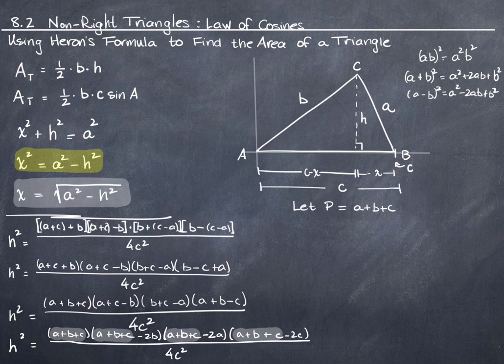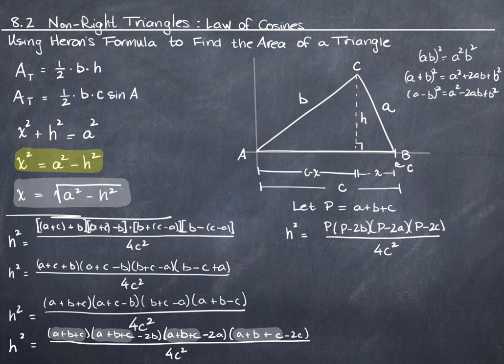Why p? Well, check this out. a plus b plus c is the perimeter of my triangle. So each one of these, a plus b plus c, is a perimeter. That means I can write my formula in its current form as h squared equals p times p minus 2b times p minus 2a times p minus 2c all over 4c squared. It's just a shortcut, a shorter way of writing this mess, right?